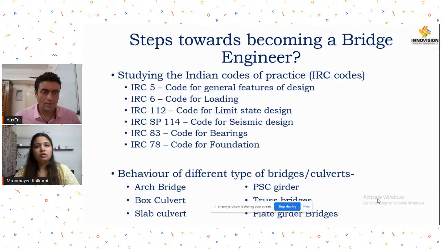There are the categories of bridges, like arch bridges. Then there are culverts, box culvert, slab culvert. A box culvert is a complete rigid box, and how that behaves, how's the deflection pattern, how the bending moments. Then there are different types of superstructure, namely PSC girders, then truss girders, plate girder bridges.